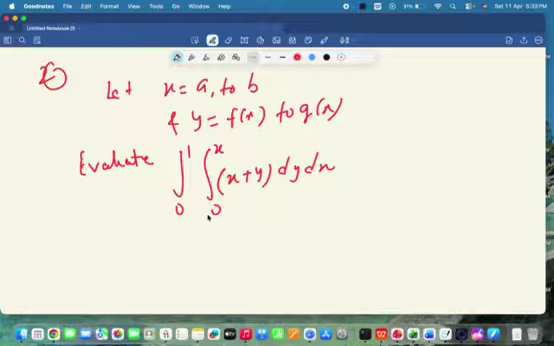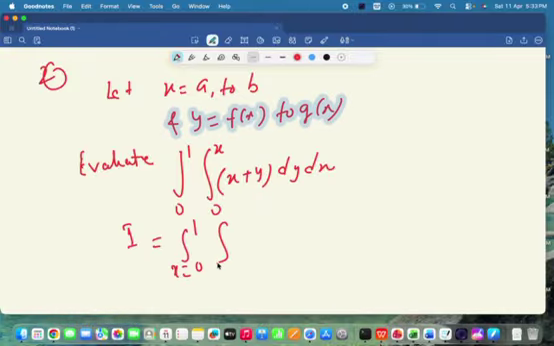Now, it is not given which one is the limit of x and which one is the limit of y. So easily we can recognize that the constant one is the x limit and the variable one is the y limit, because y is the function of x. Okay, so we will put x plus y dy dx. Now we cannot interchange the limit.